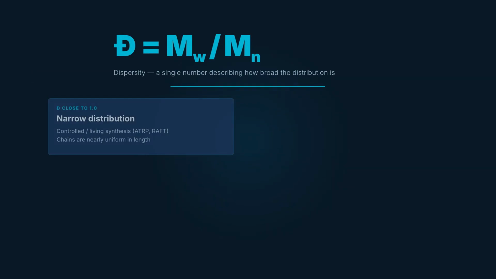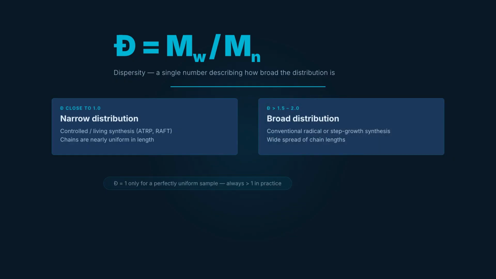The ratio of Mw to Mn is called the dispersity, or sometimes the polydispersity index. For a perfectly uniform sample, dispersity equals 1. In practice, it's always greater than 1. Living or controlled polymerizations produce narrow distributions, with dispersity near 1.1 or 1.2. Conventional radical polymerization gives dispersity around 1.5 to 2. Step growth polymerization approaches 2 at high conversion.